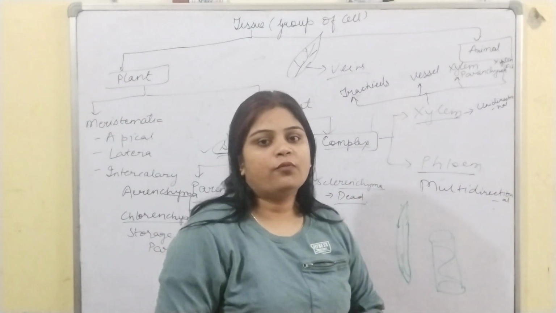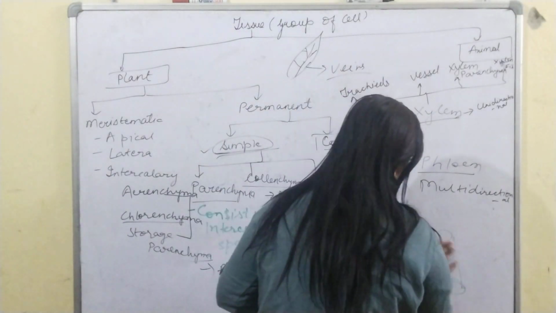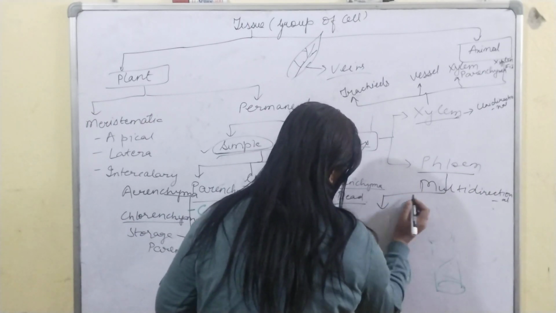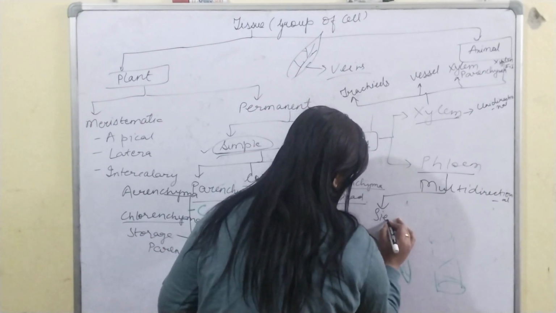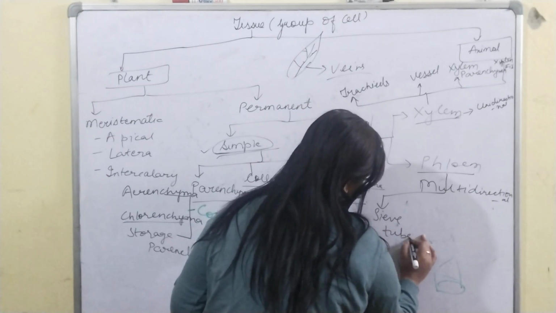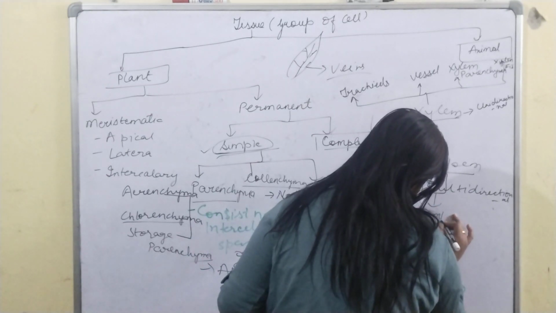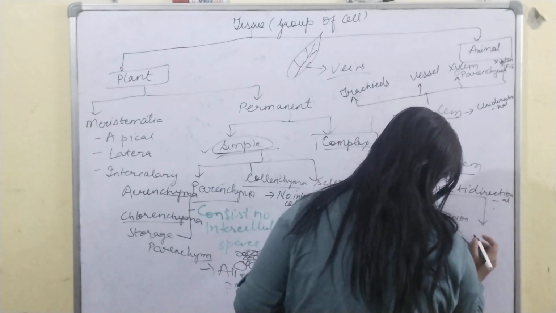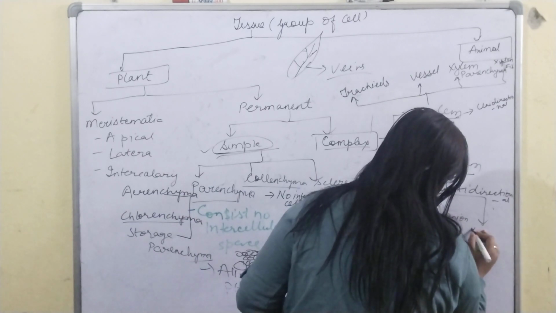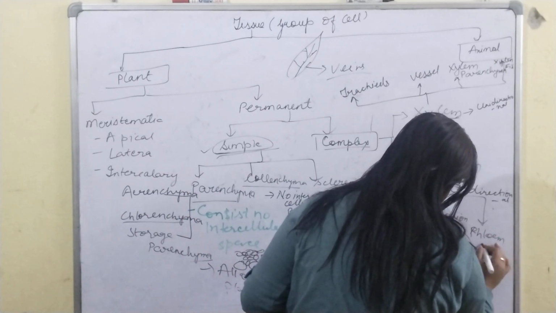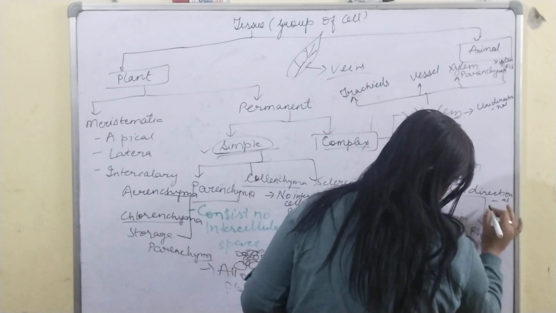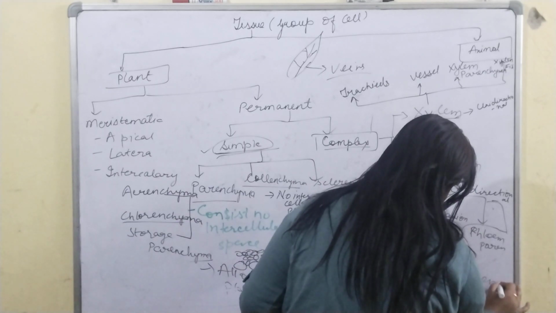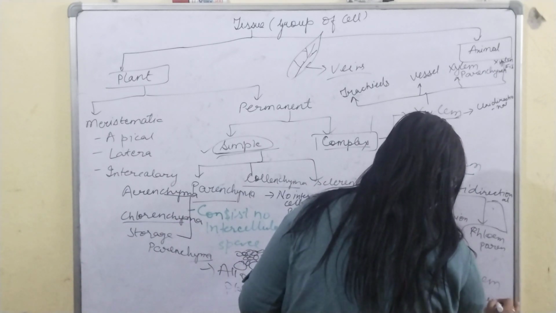Coming to phloem. There are also four parts of phloem. The four parts of phloem are sieve tubes, companion cells, phloem parenchyma, and phloem fibers. I have written here, but just to make you understand.